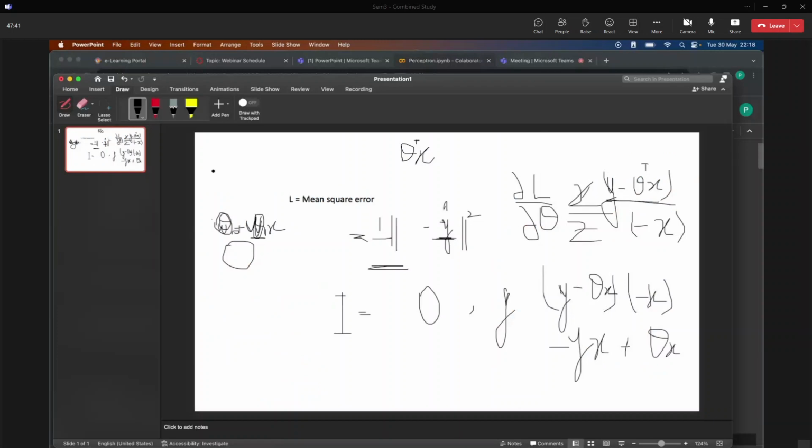Let me get it again. Theta naught plus theta 1 x1. Okay, so this is the same thing. So theta 1, when we write it, is either 0 or 1. We take only these two values, either 0 or 1.